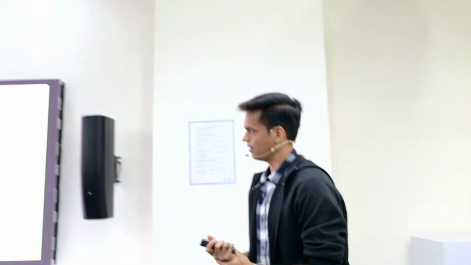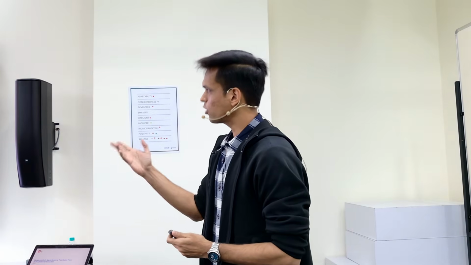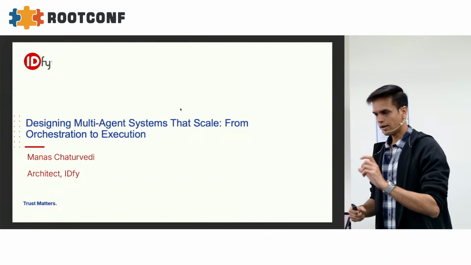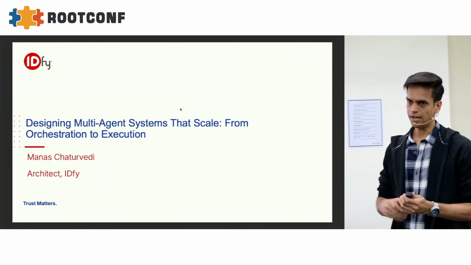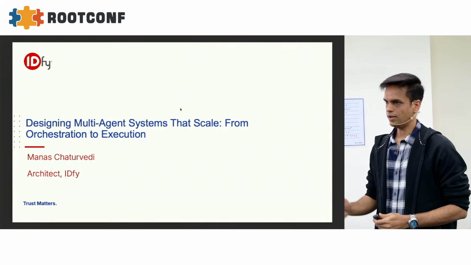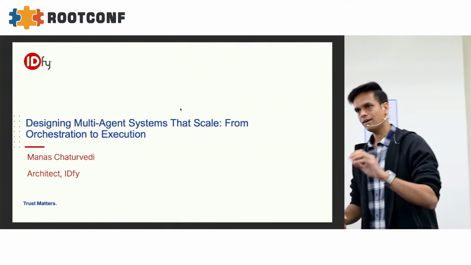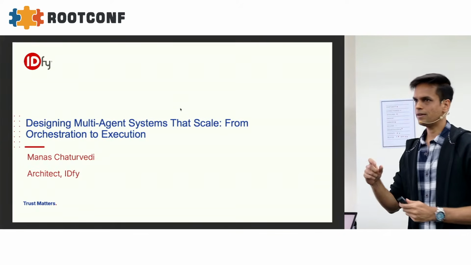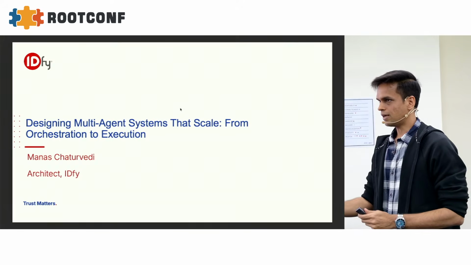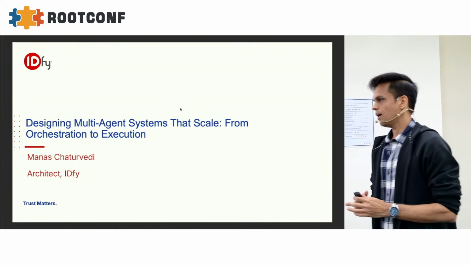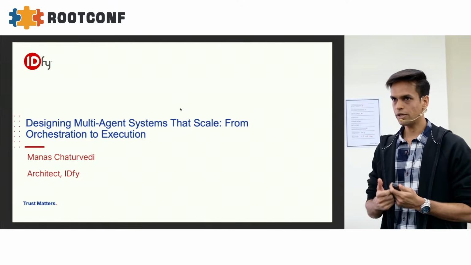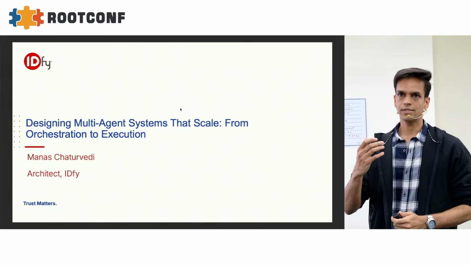So hey everyone. My name is Manas Chaturvedi. I'm an architect at IDfy. The title of my topic is Designing Multi-Agent Systems that Scale. Now, if you look at AI agents individually, in isolation, they tend to perform very well. If you look at all the demos online, all the POCs, they perform very well because if you give an agent some set of instructions, some tasks, they work very well. The problem arises when you try to glue isolated, specialized agents together into a workflow. That is when things start getting messy.